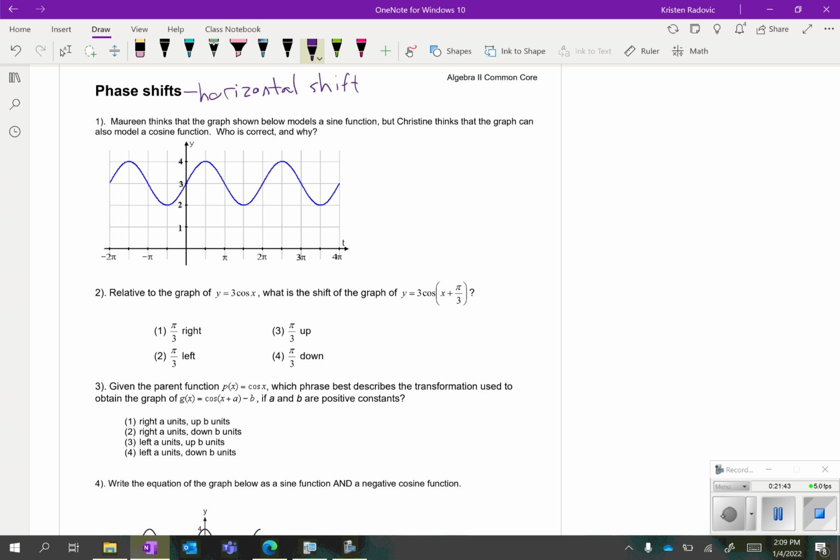So a phase shift is a horizontal shift. That means we're going left to right. A midline goes up and down. So you might be thinking, here's your midline, that this graph is a sine function because it starts at the midline.